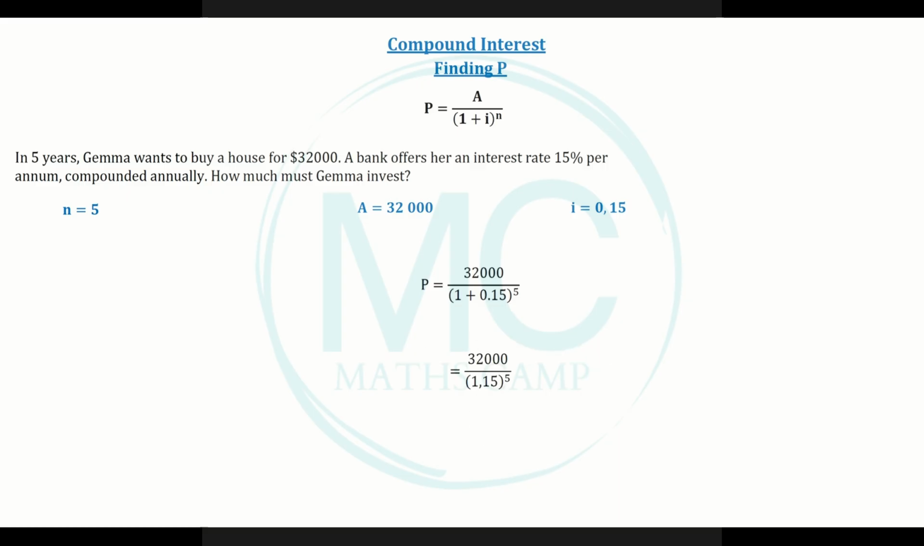Finally, we can divide 32,000 by 1.15 to the power of 5, and we get an answer of $15,909.66, rounded off to 2 decimal places. And we have now completed this question.